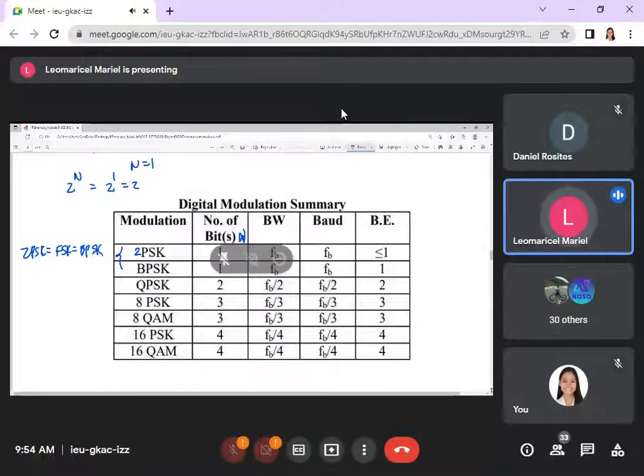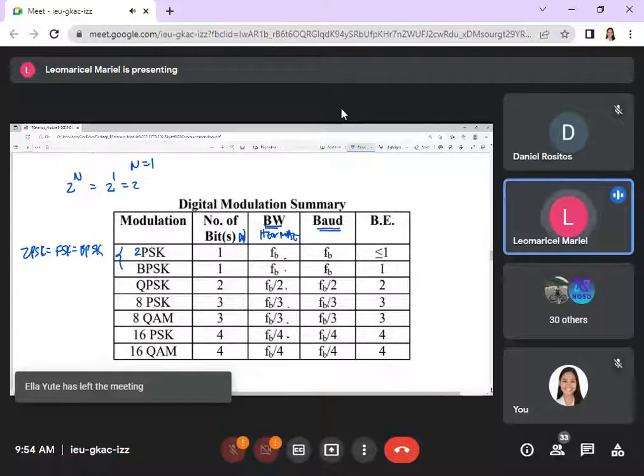Ngayon, ang bandwidth mo, FB. Yung bandwidth ko din, FB. Kaso, ang unit nito ay hertz or megahertz. Kung mapapansin nyo, yung bandwidth ko will be the same as your baud rate. Okay? Baud rate. Napansin nyo ba? Kahit anong modulation technique yan, FB is equals to FB, FB over 2, FB over 3, FB over 4, etc.